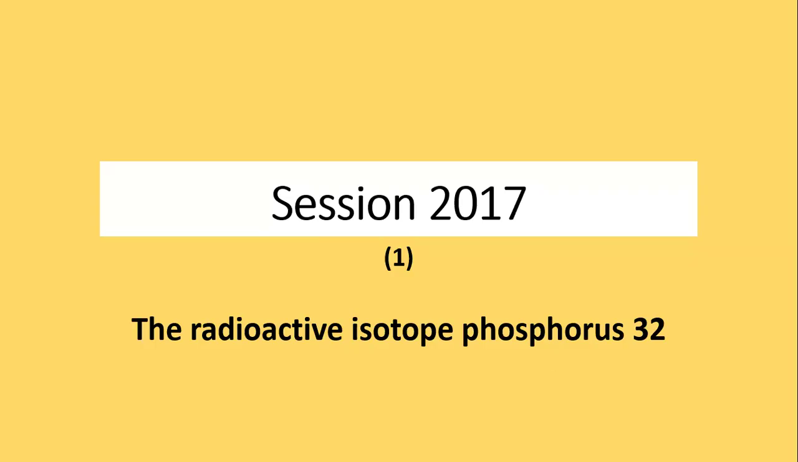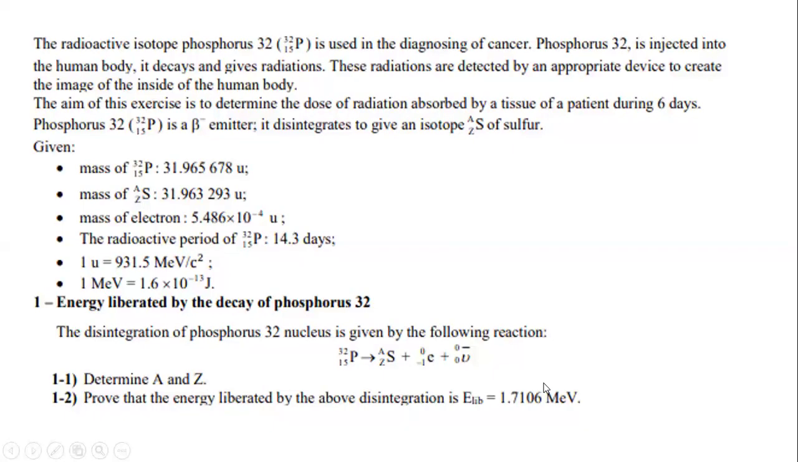So, the radioactive isotope of phosphorus. Now, the radioactive isotope P is used in diagnosing cancer. It's injected into the human body and it decays, giving radiation. This radiation is detected by an appropriate device to create an image of the inside of the human body. So the aim of this exercise is to determine the dose of radiation absorbed by tissue during 6 days.